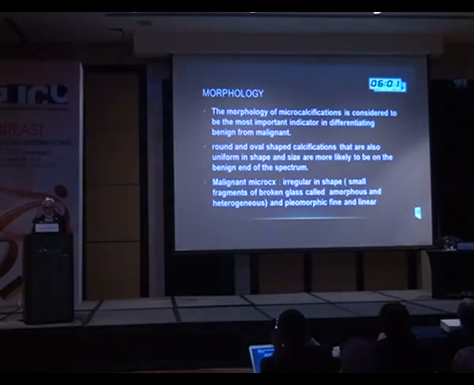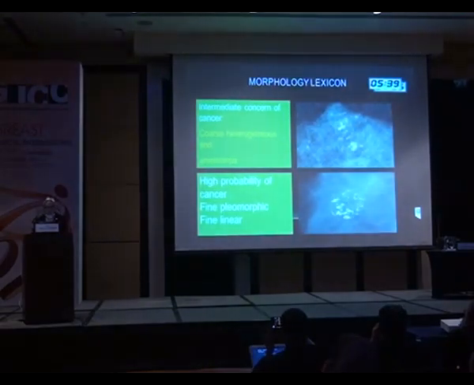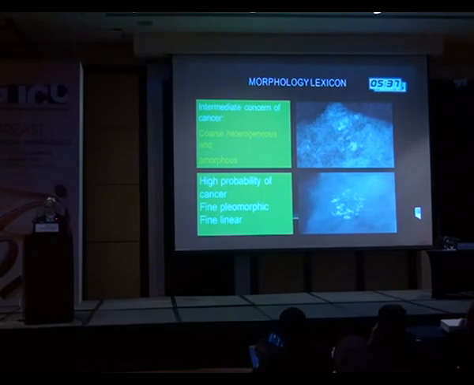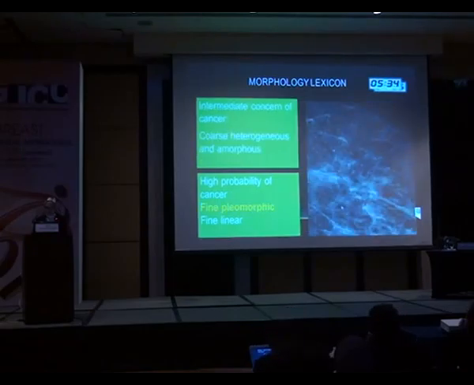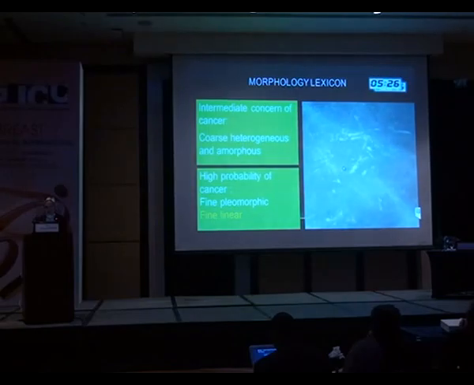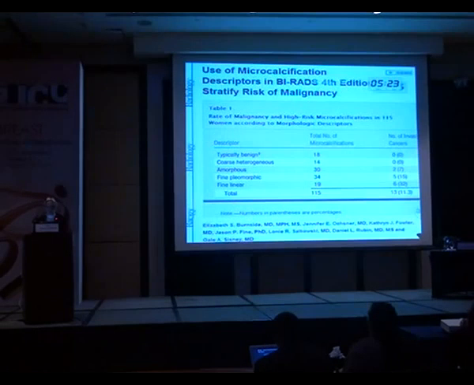This morphology is very important. For malignant microcalcifications, the irregular shape, including the small fragment of broken glass. The small fragment of broken glass, we call it amorphous or heterogeneous calcification, is a very important sign of malignancy. Pleomorphic and linear microcalcification. So amorphous, fine pleomorphic, and pleomorphic linear are important signs. This is how the heterogeneous amorphous calcification looks like. And this is the fine pleomorphic microcalcification. You can appreciate the difference in densities of the clusters. And this is the example of fine linear microcalcifications.